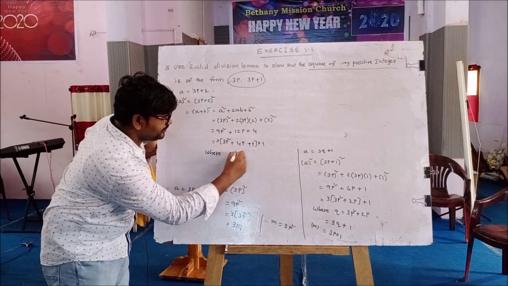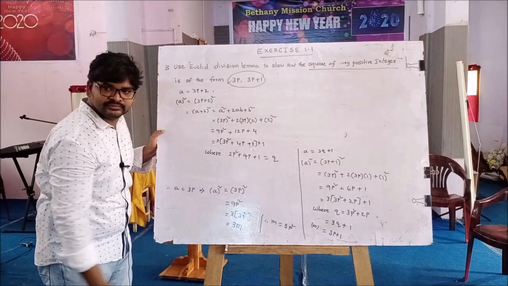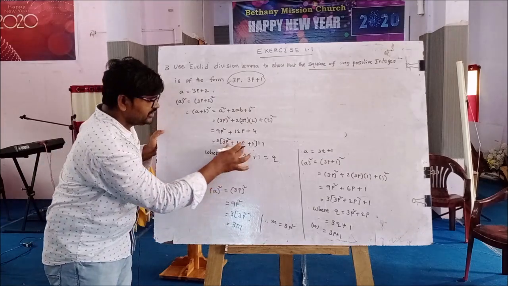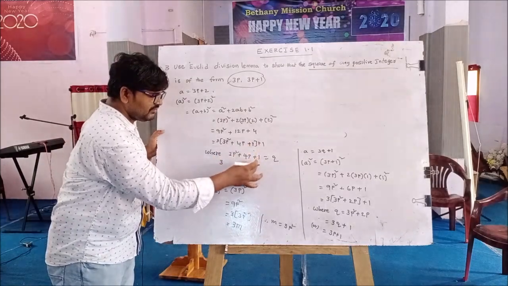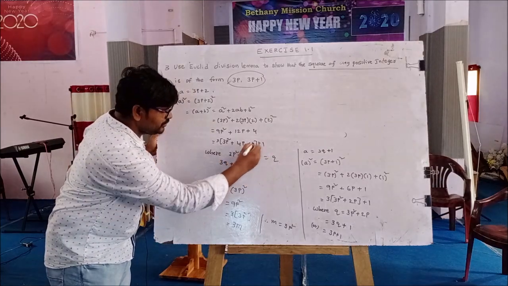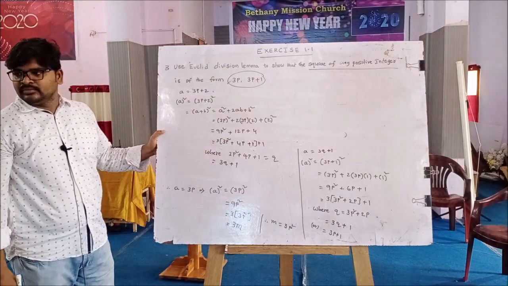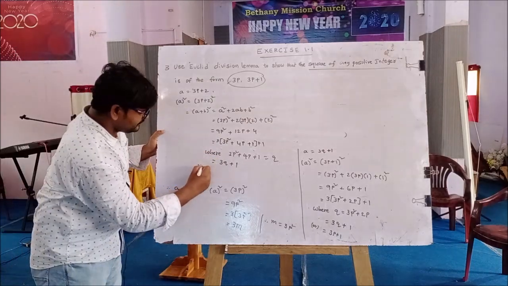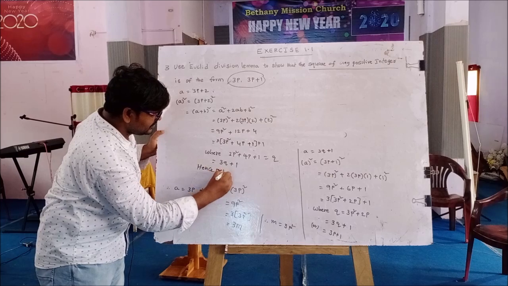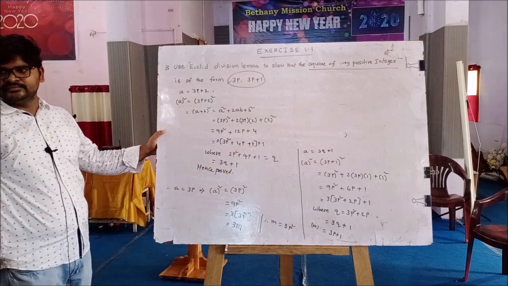Where 3p square plus 4p plus 1 equals q. Then 3 into 3p square plus 4p plus 1, the value of 3p square plus 4p plus 1 equals q. So 3q plus 1. It's clear? Hence proved. Hence proved. It's clear?